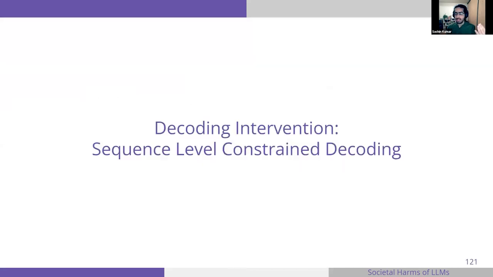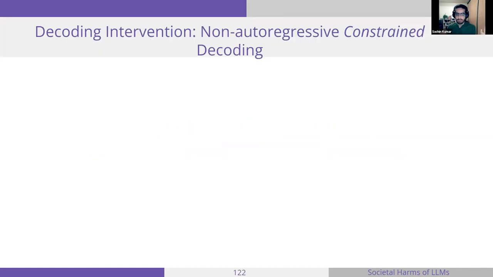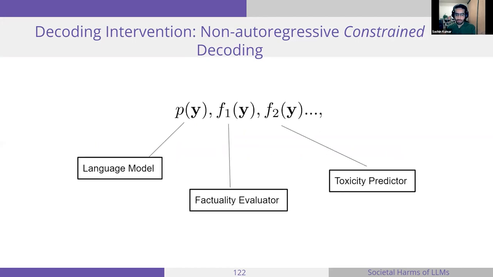So the second kind of more recent approach that a lot of the community is working on, including some work in our own lab, is sequence level constraint decoding, also referred to as non-autoregressive constraint decoding. So the goal is still the same. We want to sample from the language model, but say we want to improve its factuality or reduce its toxicity. But we want to do this on the entire sequence level.